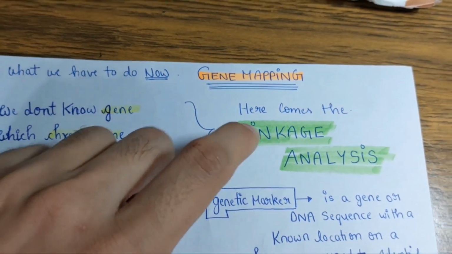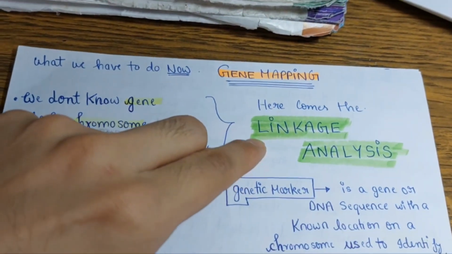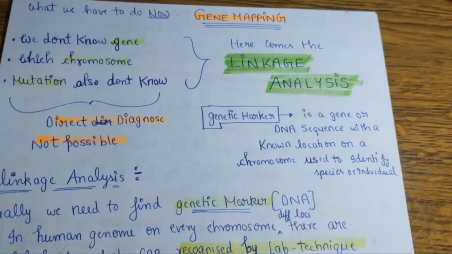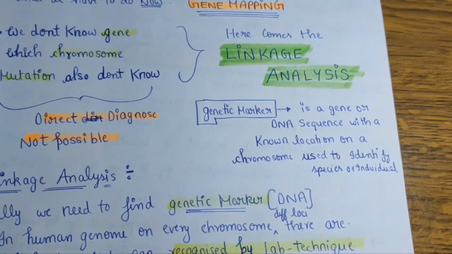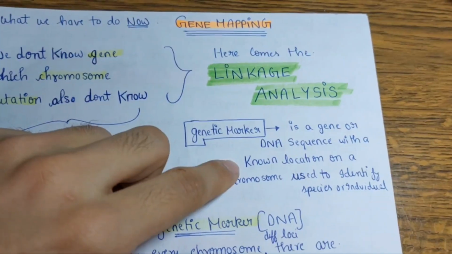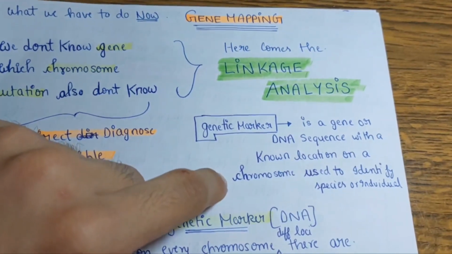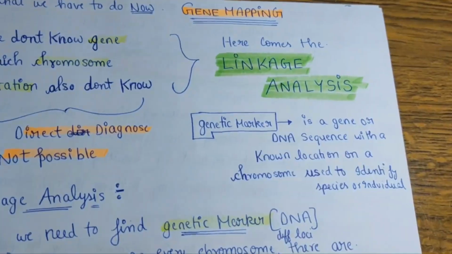Here we are going to do linkage analysis. Before we go into the detail of linkage analysis, we have to understand the concept of genetic markers. So what are genetic markers? A genetic marker is a gene or DNA sequence with a known location on a particular chromosome, and it is used to identify the species or the individual. So that is what a genetic marker is.